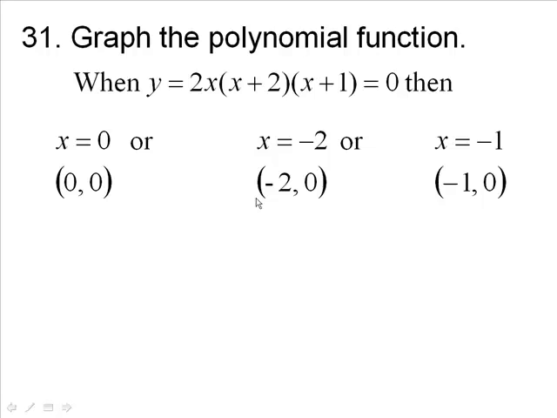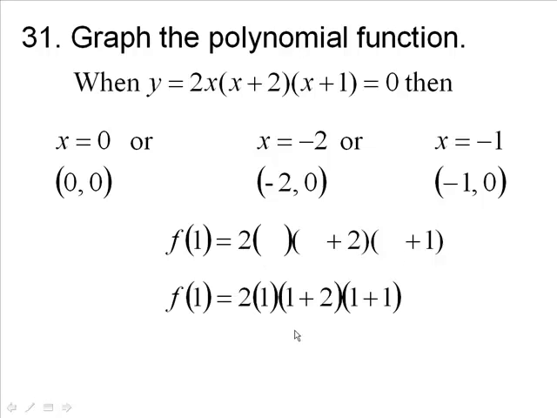That's 3 points that satisfy this equation here. Now I want to find out what happens when x is 1. We're going to plug a 1 in here, a 1 in here, and a 1 in here. So you're going to have 2 times 1, you're going to have 1 plus 2 which is 3, and 1 plus 1 which is 2. 2 times 1, 2 times 3 times 2 is going to be 12. So f of 1 is 12.